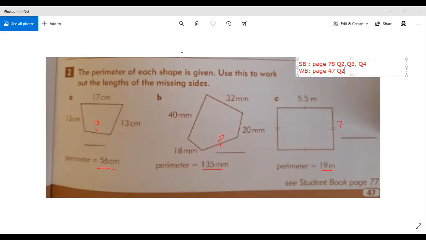Okay, so these are all the same. Since perimeter is adding all sides, you have to add these first, and then you're going to subtract, because if only one is missing, then you can find the missing side. The same thing is true here, and this is already explained to you. So you can watch the video again so that you can answer this. Okay? Year 6, you have to submit it to me.